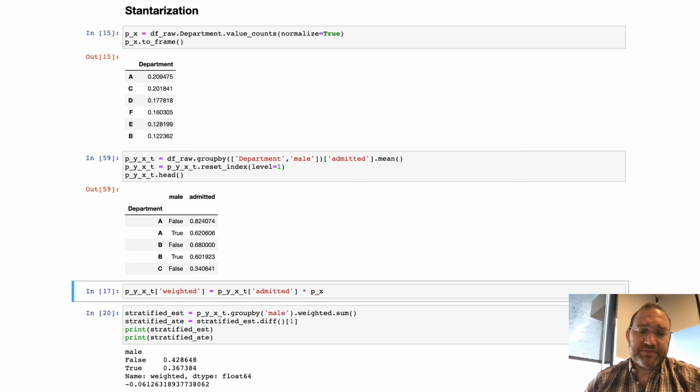Now to estimate the effect, we will compute the multiplication of P of X, the probability to be in each strata, times the conditional expectation in each strata, and compute the difference between the genders. And what we will see here is that now the effect is negative, meaning males are less probable to get admitted when we control for the department. This makes sense because the department could influence both the probability for a gender to apply, and also the probability to get admitted, because some departments are easier and some departments are harder.